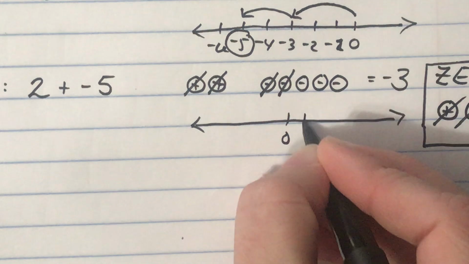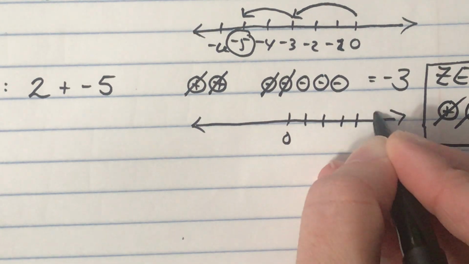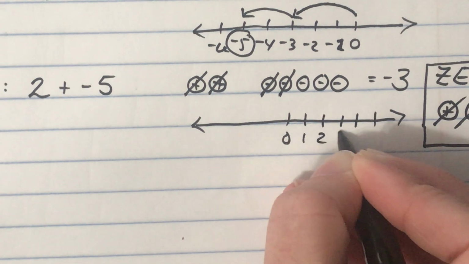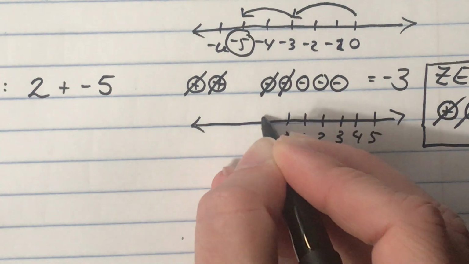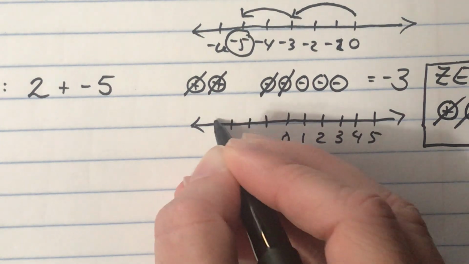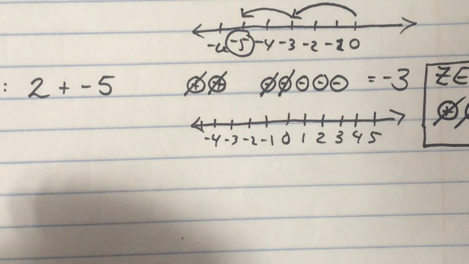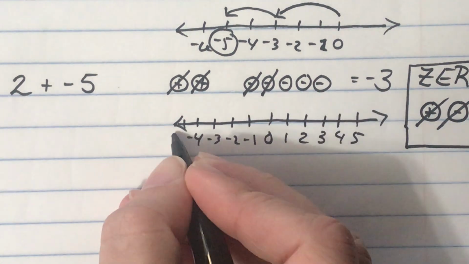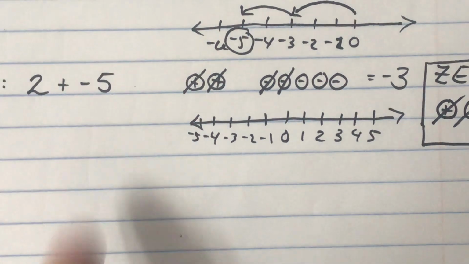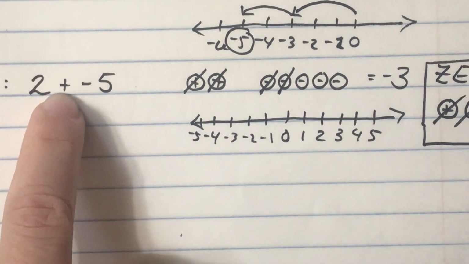I need to see 1, 2, 3, 4. We'll go ahead and go out to 5, even though we probably won't need it that far. And then 1, 2, 3, 4, 5. So -1, -2, -3, -4. We'll go out to -4. -5 will be this last one here. All right, and so the problem was 2 plus -5.